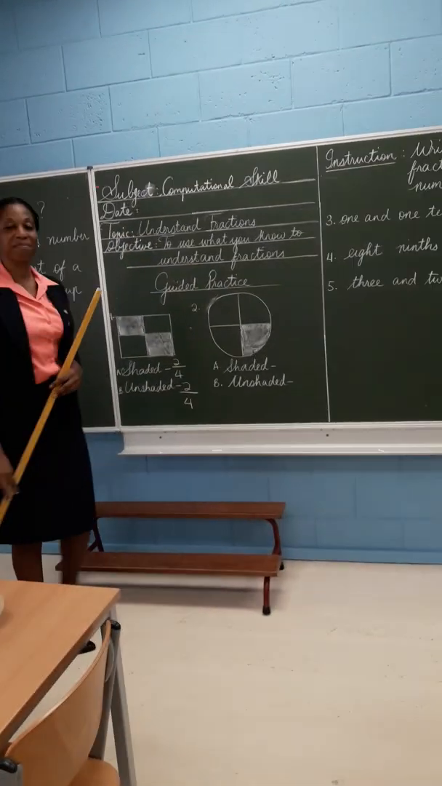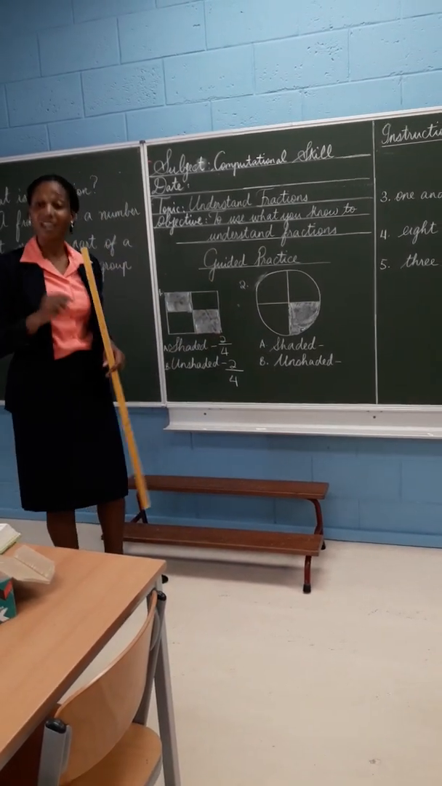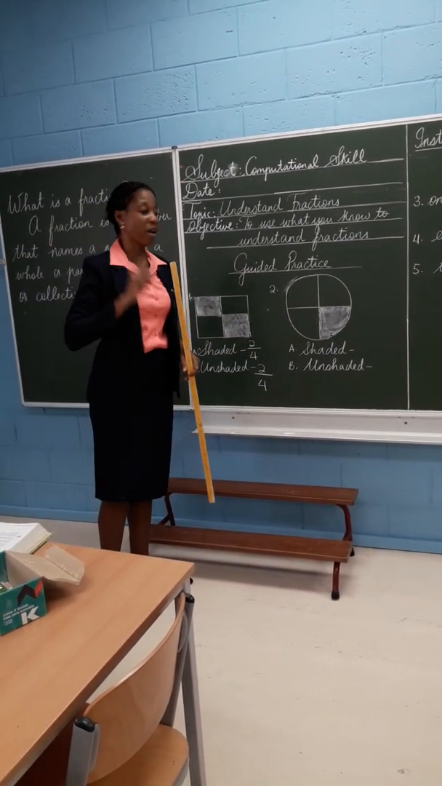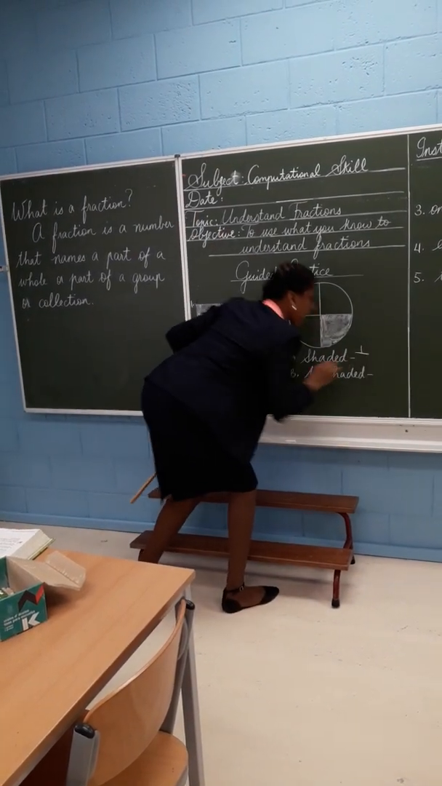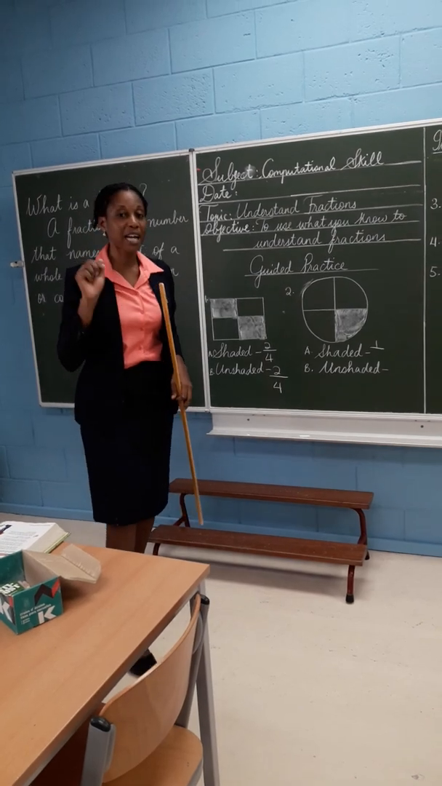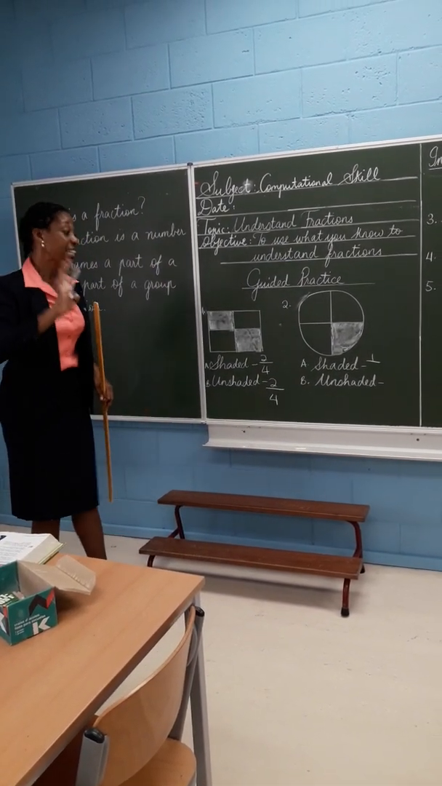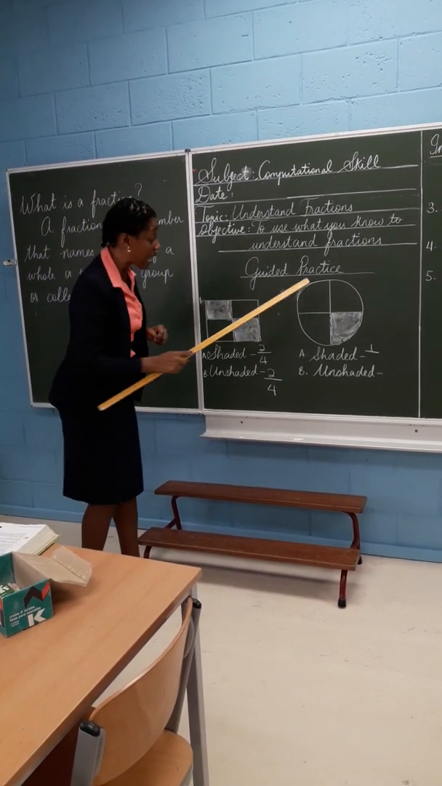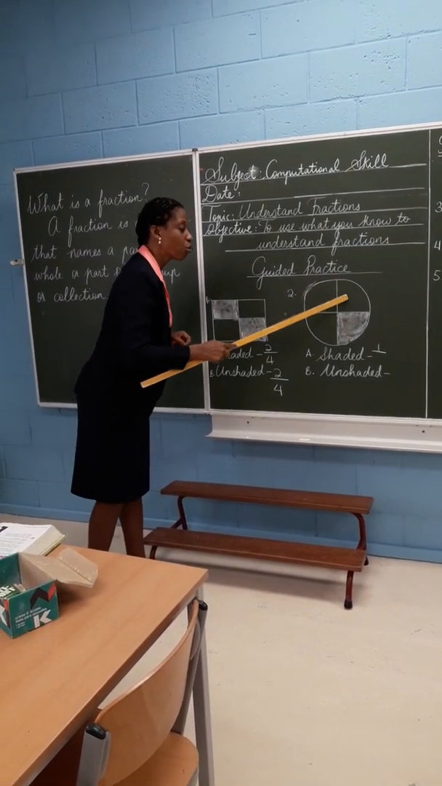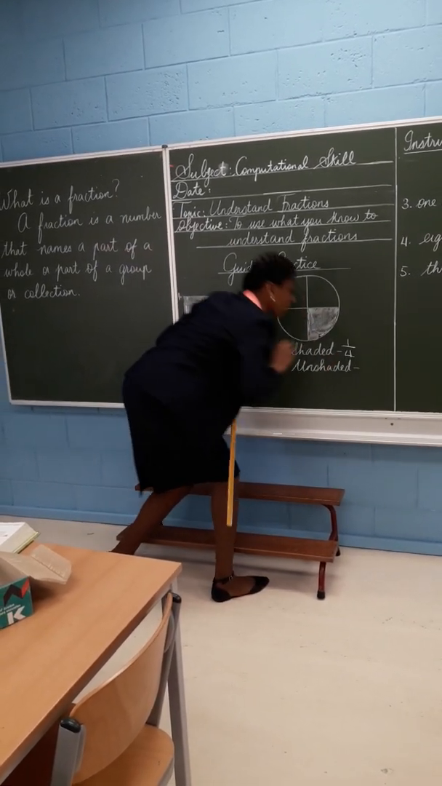Let's try this one. We have how many parts shaded? 1. Very good. 1 part is shaded. And what's the denominator? Let's hear you, Adriantili. Very good. 4. The denominator is 4. We get it by counting. 1, 2, 3, 4. So that becomes 1/4.